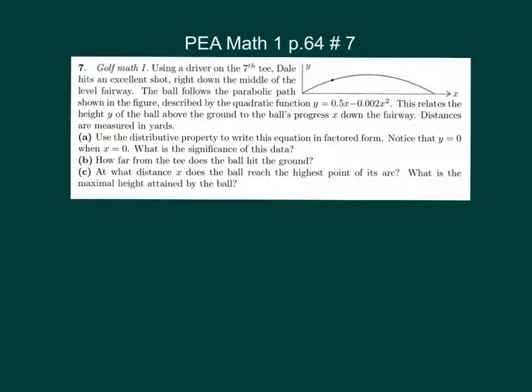The ball follows the parabolic path shown in the figure, and it's described by this quadratic function y equals 0.5x minus 0.002x squared. This relates the height y of the ball above the ground to the ball's progress x down the fairway. Distances are in yards. So in A, use the distributive property to write this equation in factored form.